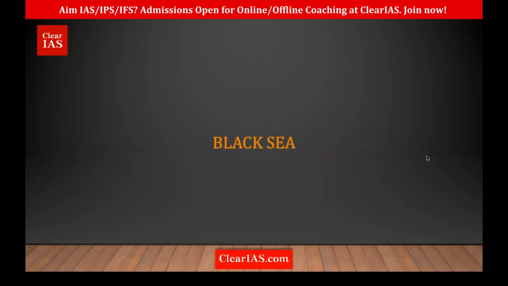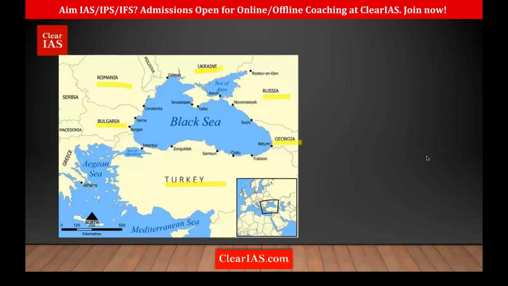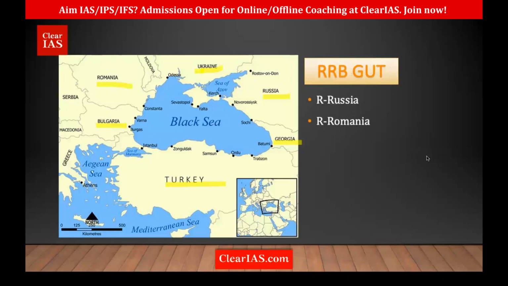Then we spoke about who? The Black Sea, RRB Gut. Okay, nothing more to remember, just RRB Gut. So Russia, Romania, Bulgaria, right? Gut, Georgia, Ukraine, and Turkey. Another thing you must remember is what? The Crimean Peninsula in Black Sea and Sea of Azov, and also the Sea of Marmara, Bosphorus Strait, which is connected to what?